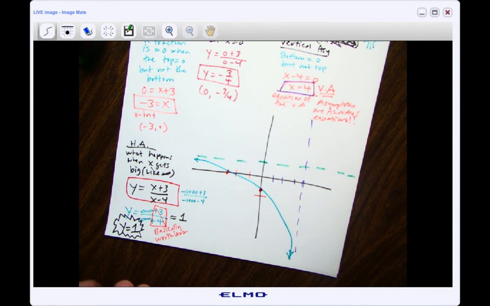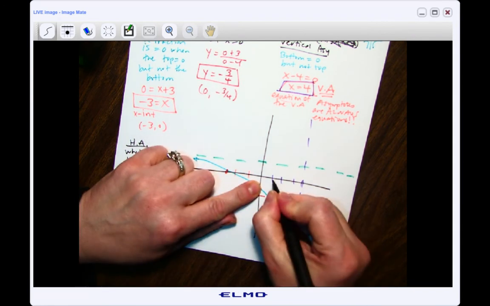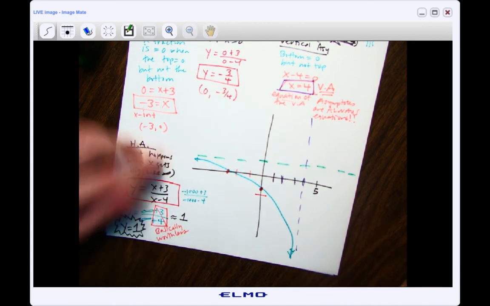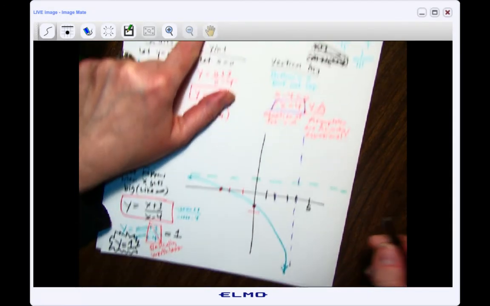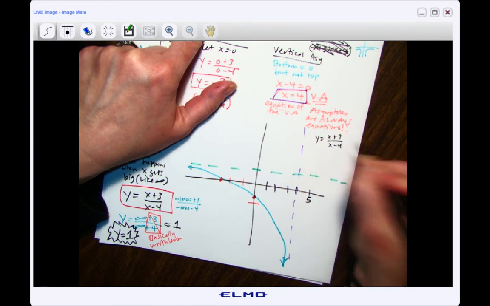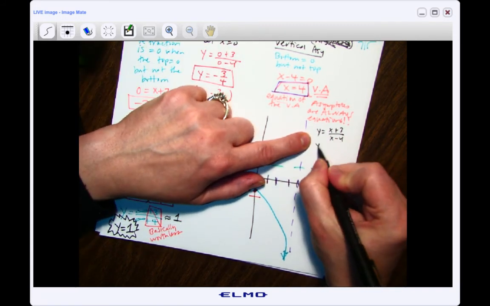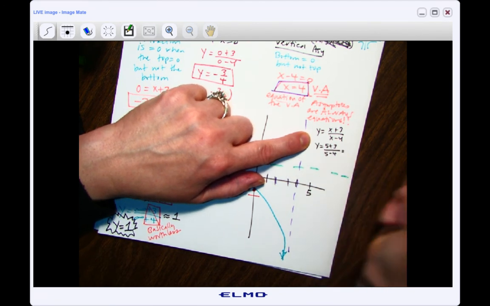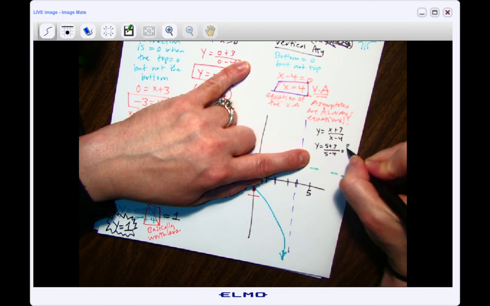Well, here's what I'm going to do. I'm going to pick a number. This is 1, 2, 3, 4. So I'm going to pick a number over here like 5. And I'm going to plug it into my original function. So my original function was this one. And so we get x equal to 5, so 5 plus 3 over 5 minus 4. And what number does that come out to be? It comes out to be 8 over 1.